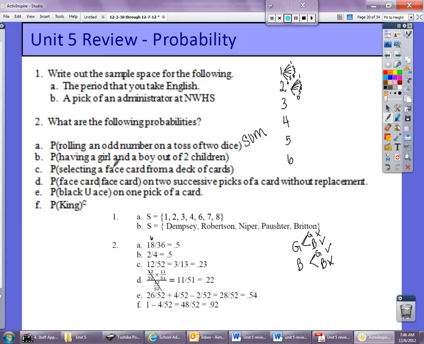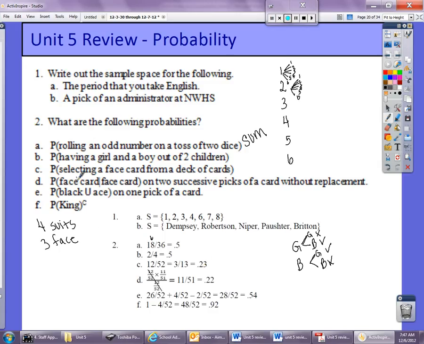The probability of selecting a face card from a deck of cards. For this one, you do have to make sure that you know a deck of cards. There are 4 suits to a deck of cards, and there are 3 face cards for each suit. So since there are 3 face cards and 4 suits, that means a total of 12 out of 52 cards, therefore 3/13 or 0.23.